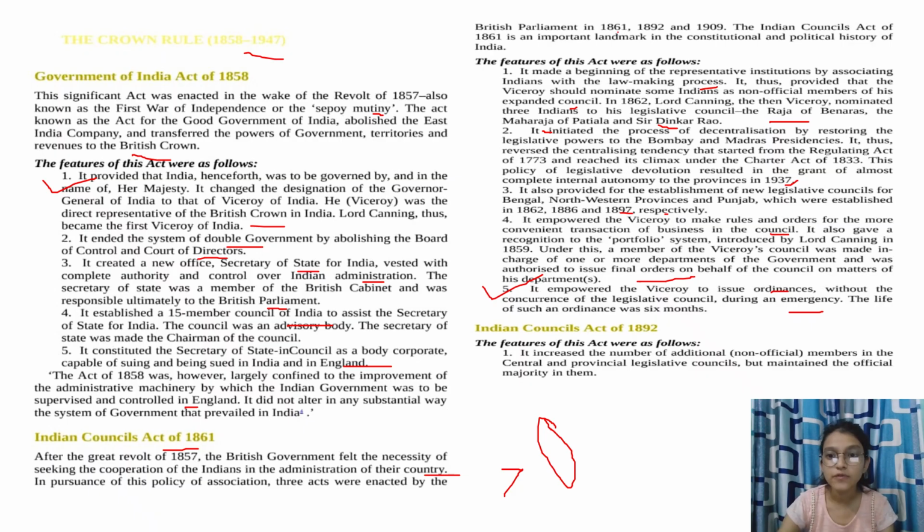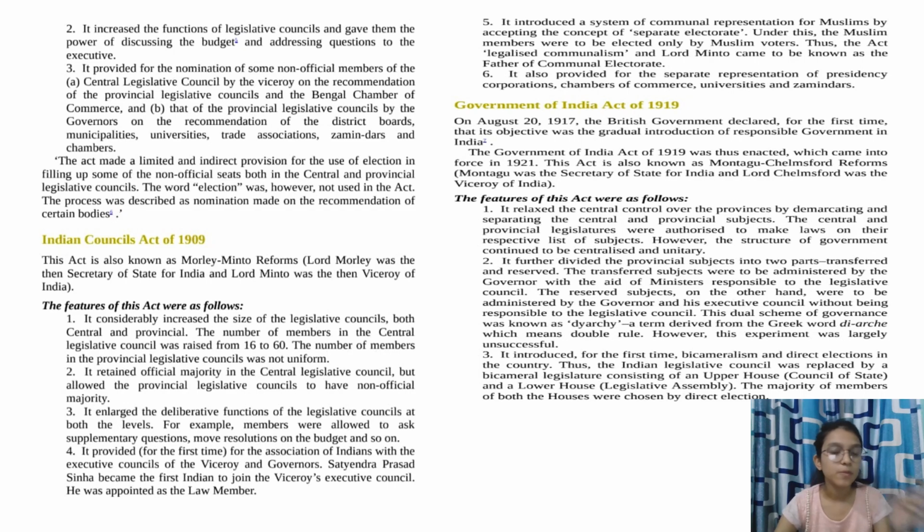It increased the number of additional non-official members in the central and provincial legislative councils but maintained the official majority in them. The other points: it increased the functions of the legislative councils and gave them the power of discussing the budget and addressing questions to the executive. Now that their territory had been increasing, they would need a much wider body in order to control it properly.